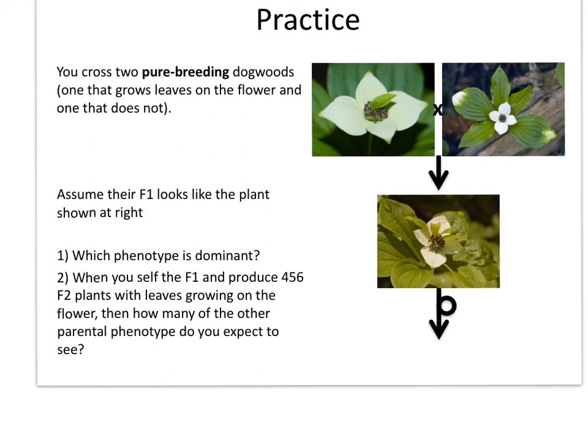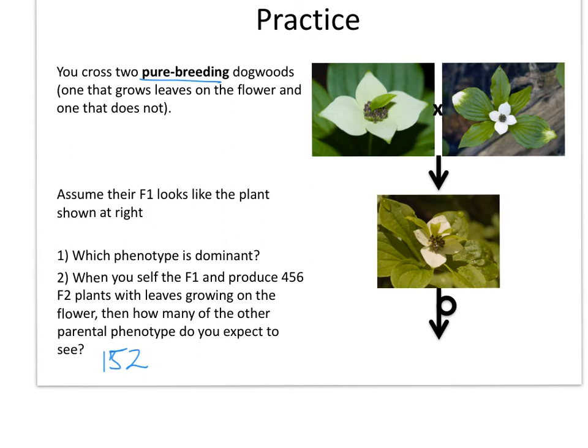So we already talked about the parents. We did that earlier this class. Now I'm suggesting that you've crossed them together and you get F1s that look like the plant shown below, the F1. So I just want you to answer those two questions. Which phenotype is dominant? And then a little bit more intricate maybe, answer question two. Okay. So work on that for about 10 minutes if you need it. And I'll come around and answer questions if you have it. Then we'll come back together, discuss the answers, and that'll be it for today.